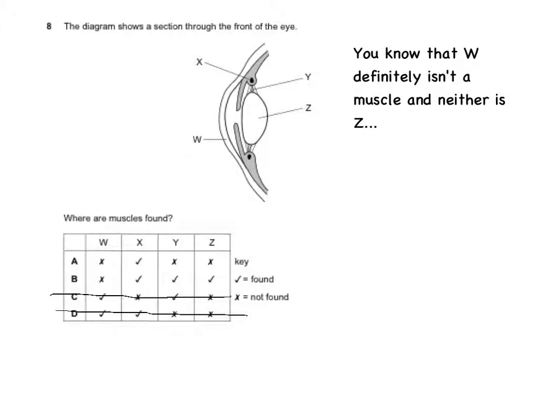And so then I go, well, I know that Z isn't a muscle, so B must be incorrect, making A the answer. Therefore, although we didn't actually know the correct answer, we knew what wasn't correct, and from that we were able to work out the correct answer.